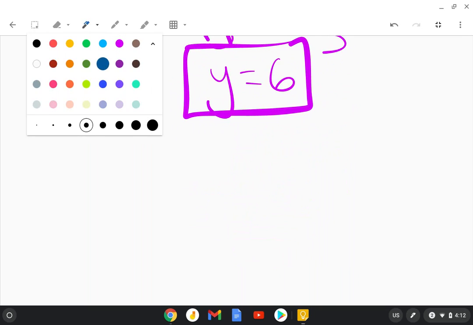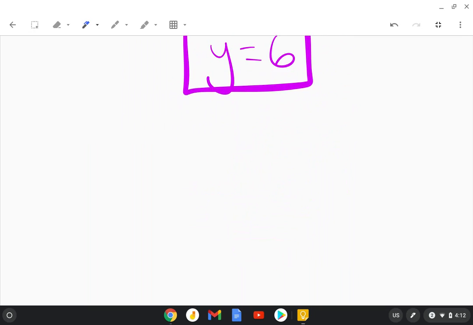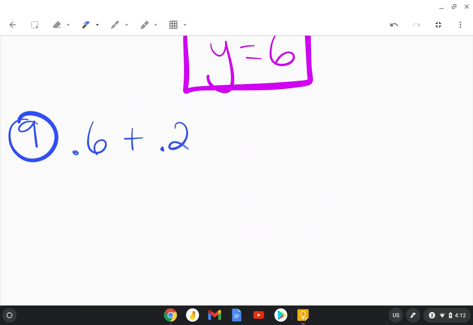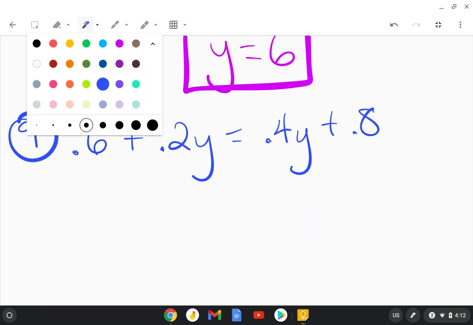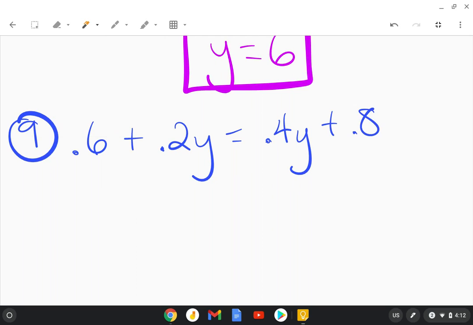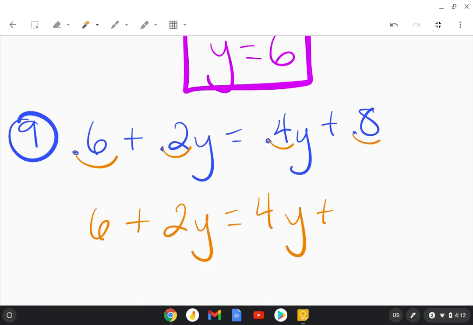Next one's a little weird. You're not going to see this on the test, but I want to go ahead and work one out like it. Number 9 has these decimal numbers. 0.6 plus 0.2y equals 0.4y plus 0.8. I'm going to tell you what you can do right at the very beginning of this problem. You can change all of these into whole numbers. Since they're all 0.1, if I move the decimal place for each one of these one time, I end up with the following. 6 plus 2y equals 4y plus 8.